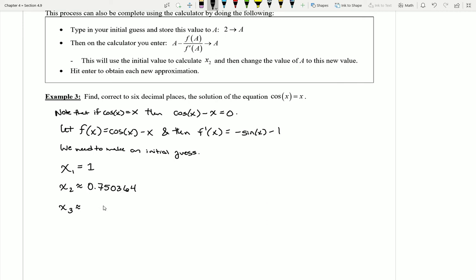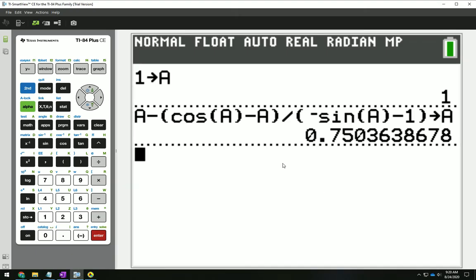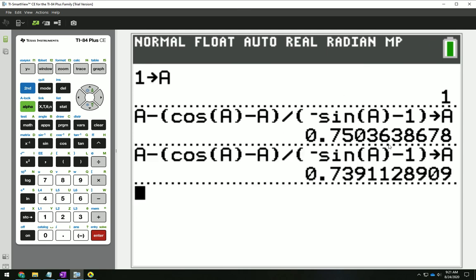But let's take a look here at x number 3. How would we calculate this? Well, back on the calculator, what I essentially want to do is rerun this entire line. Now that the calculator thinks a is this value, I want to do this value of like the 0.75 minus the cosine of the 0.75 minus the 0.75 over the derivative with the 0.75 plugged in. I want to do all of that. But the calculator will always rerun the last line that you typed if you just hit enter again.